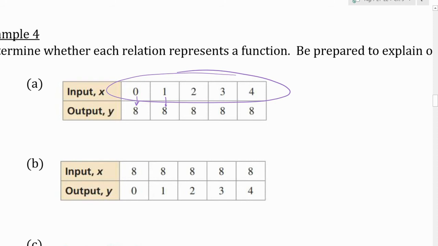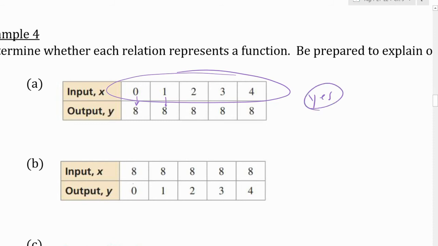I plugged in 1 and didn't get anything else. For X being 2, I got out an 8. For X being 3, I got out an 8. For X being 4, I got out an 8. That's like our multiple choice test where all the answers are A's. Totally okay. You got answers. Okay, so is that a function? Yes, because for every input, there was only one output.